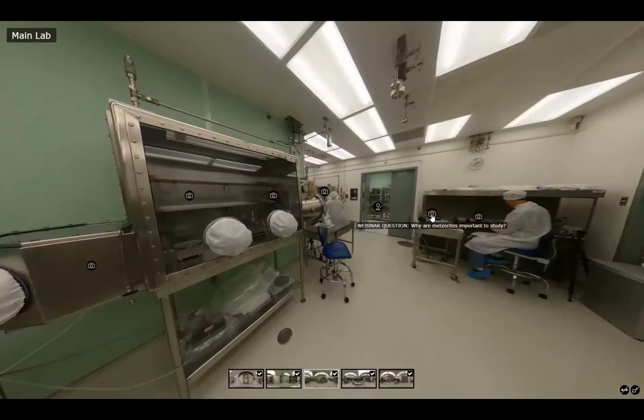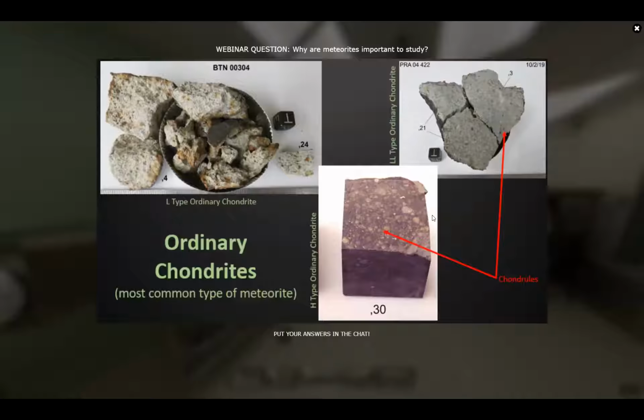So I keep mentioning the word chondrites and chondrules. Ordinary chondrites are the most common type of meteorites. Probably about 85% of meteorites that are found on Earth are ordinary chondrites. The reason they're called chondrites is because they contain something called chondrules, and you can kind of see some of them in these pictures. Honestly, any of these round spherical shaped things are chondrules.